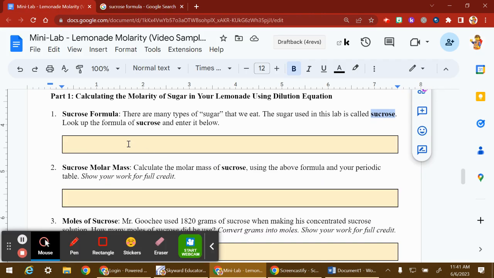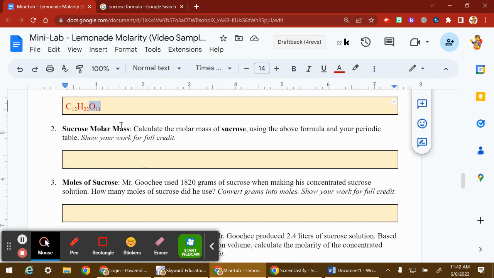C12H22O11. So I'm just going to copy that and paste that in. Going to do a little bit of control comma to make that subscripts. All right, so that's the formula of sucrose: 12 carbons, 22 hydrogens, and 11 oxygen.